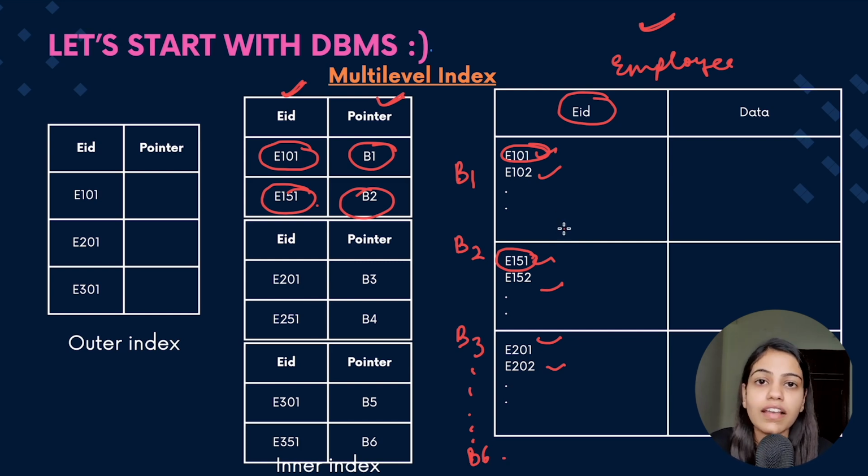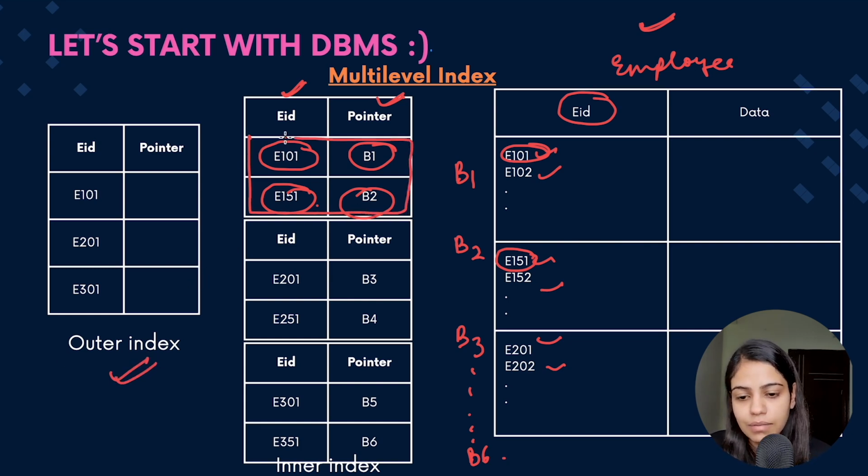In the real world there are lakhs and crores of data records. So what we will do is create an outer index, and in this outer index we will group the data which is present in the index table, and then for each group we will provide the EID and a pointer to that particular group.